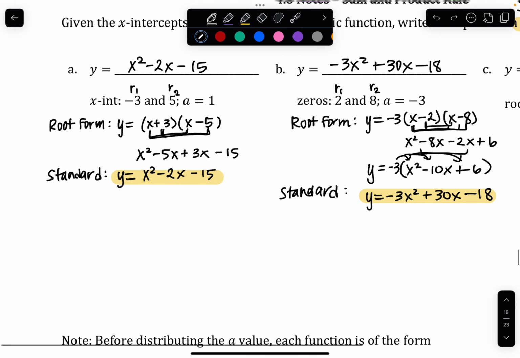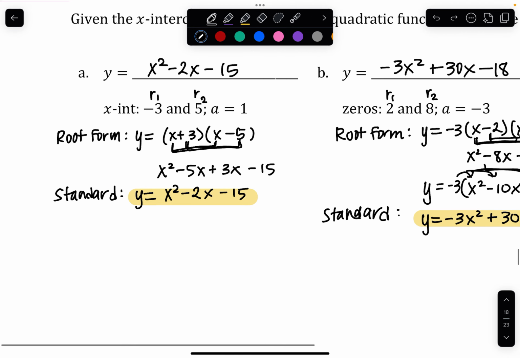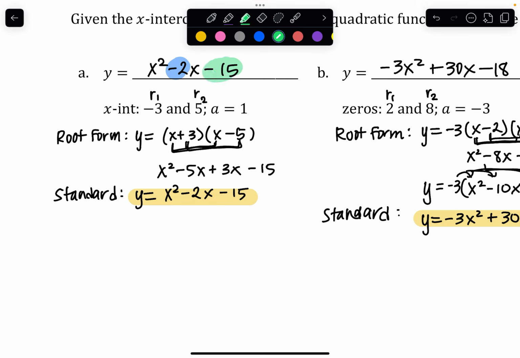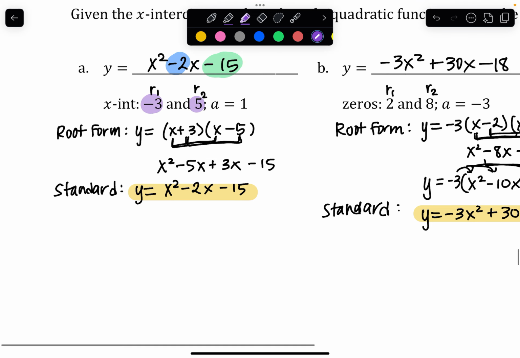If you look at our first example, looking at the -2 and the -15 in relationship to our roots, which were -3 and 5.